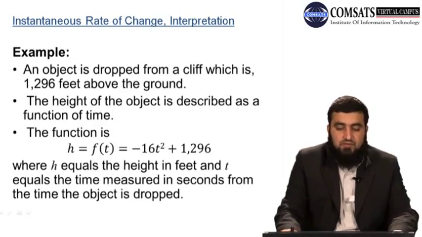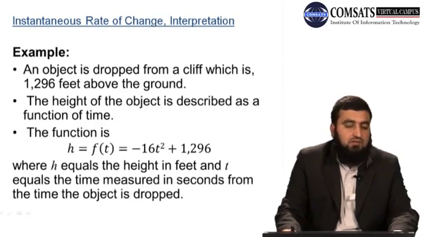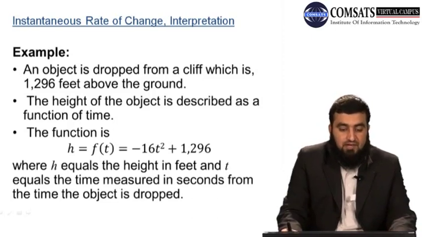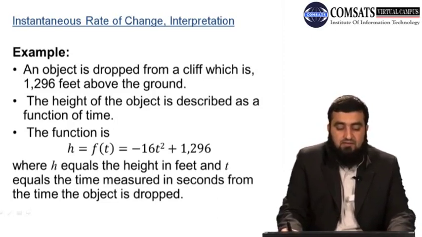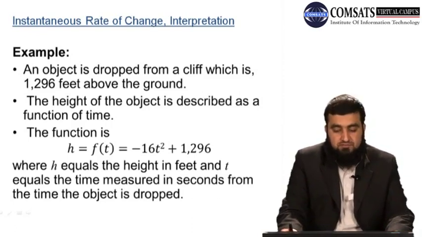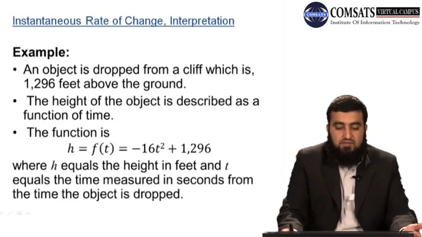An object is dropped from a cliff which is 1296 feet above the ground. The height of the object is described as a function of time. So the function is h is equal to f of t, which is equal to minus 16t square plus 1296, where h is the height in feet and t equals the time measured in seconds from the time the object is dropped.